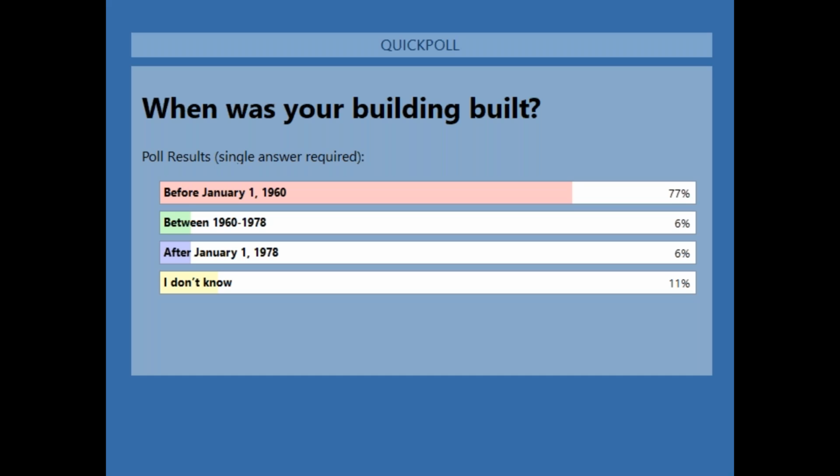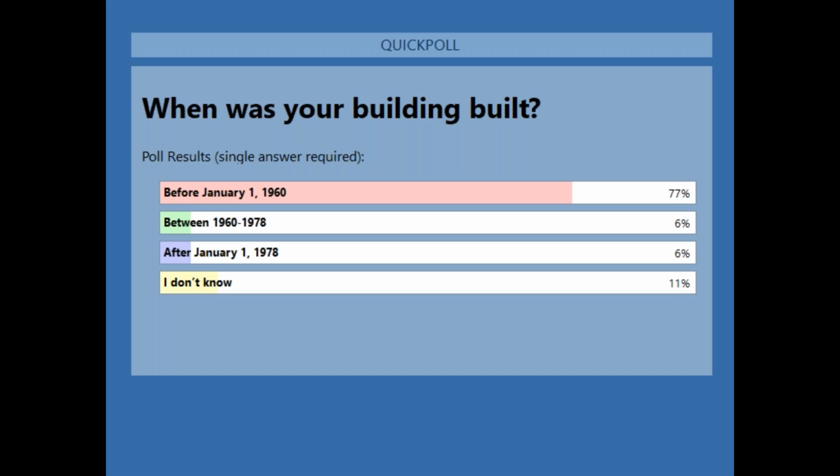I'll come back to that. Now, those of you who chose after January 1st, 1978, that's great news for you. That means it is very, very unlikely that there's lead-based paint in your building because your building was built after it was banned federally. And neither the federal requirements nor the requirements under Local Law 1 apply. So that means that basically these complex lead-based paint regulations are not going to apply in your building.